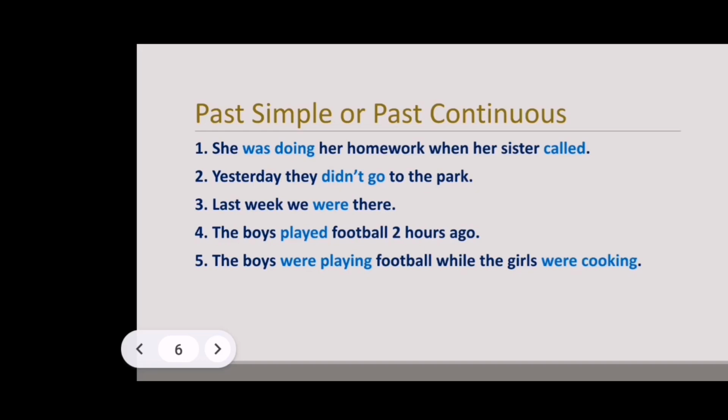The boys played football 2 hours ago. 2 hours ago, also the past simple, played, a regular verb. The boys were playing football while the girls were cooking. Two simultaneous actions in a process. So it's past continuous.